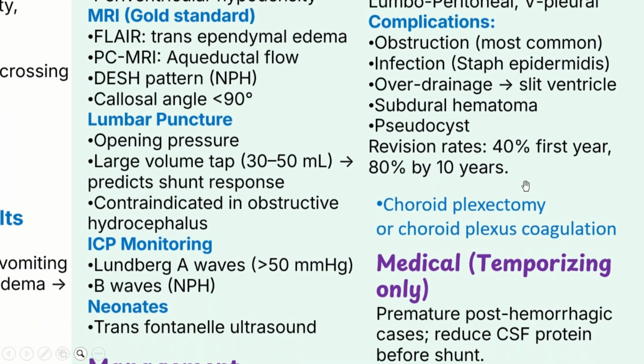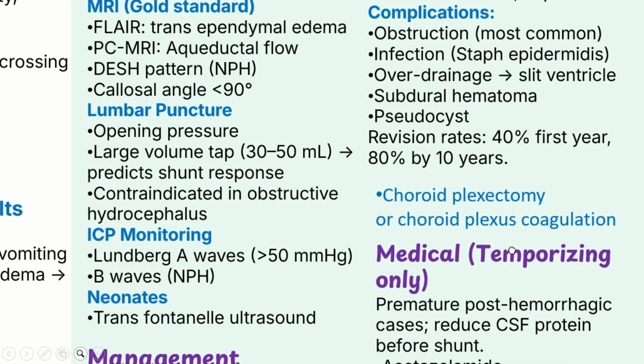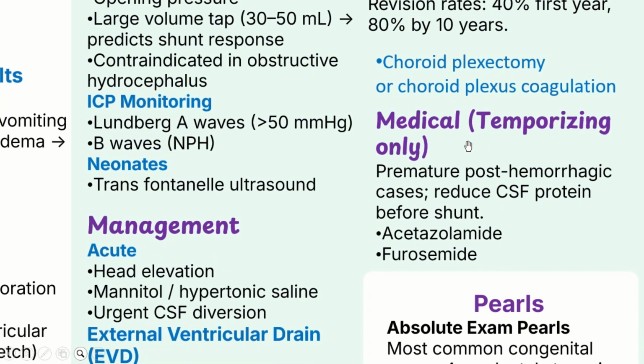Then we have some newer techniques like choroid plexectomy, or plexus coagulation, where they go ahead and coagulate the choroid plexus using laser or other means, to decrease CSF production. Sometimes medical drugs can be used, especially to delay the shunt, and that is drugs like acetazolamide and furosemide, used to decrease this CSF or increased intracranial pressure.